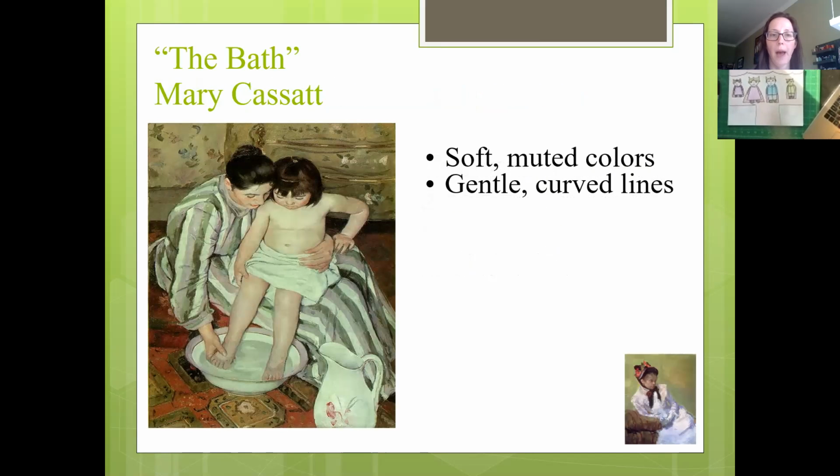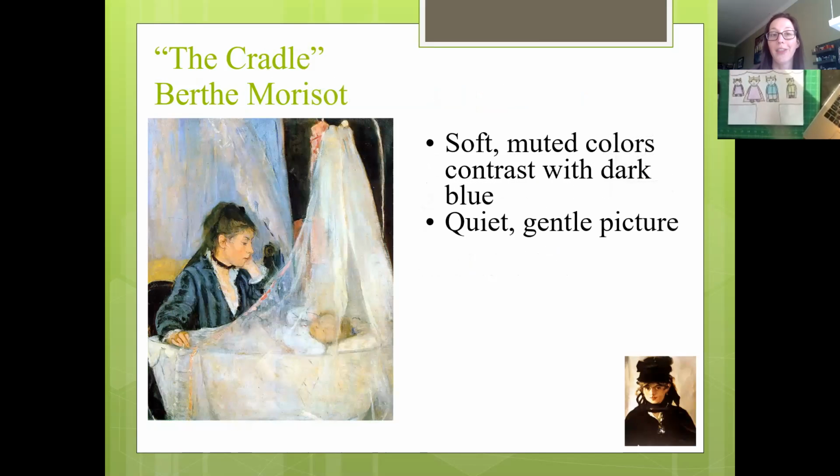So this is The Bath by Mary Cassatt, and she uses soft, muted colors to make it very tranquil and show the scene of the mom bathing her child. And she uses gentle, curved lines. So this is The Cradle by Berthe Morisot, and she used soft, muted colors as well, and she contrasted it with some dark blue. It shows a quiet, gentle picture of a mom watching her baby in the cradle.